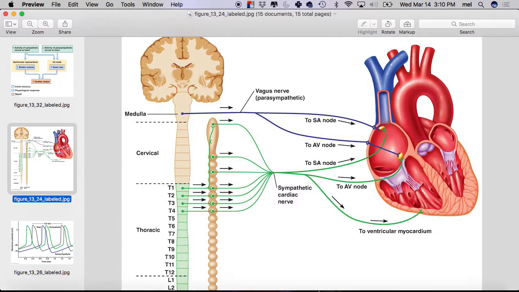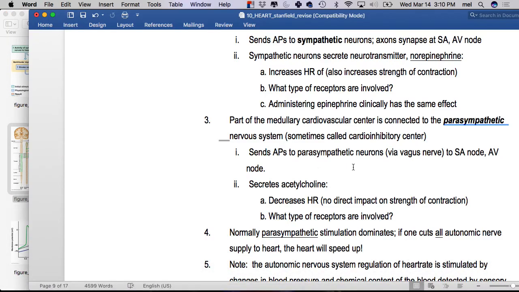Yes? But what do you know about them? You already know this stuff. You know that the type of neurotransmitter that's going to be released from the sympathetic nervous system at the heart is what? Norepinephrine. The next question is, what type of receptors are involved? Adrenergic, and they're actually beta-adrenergic, FYI.